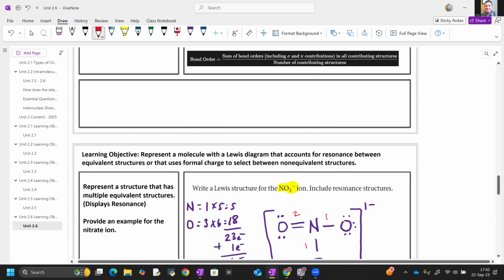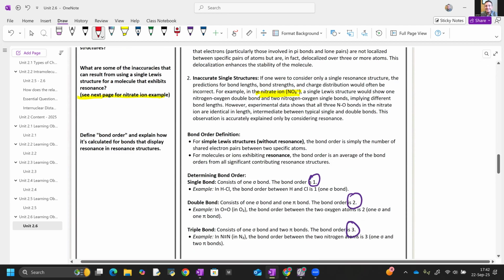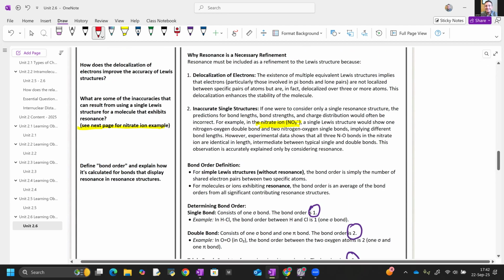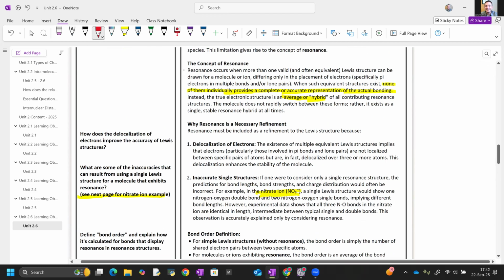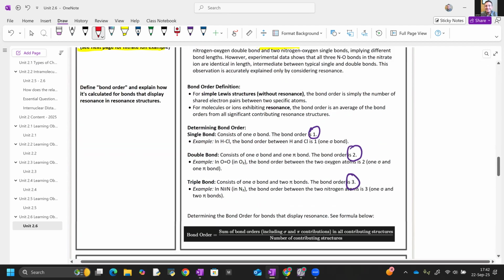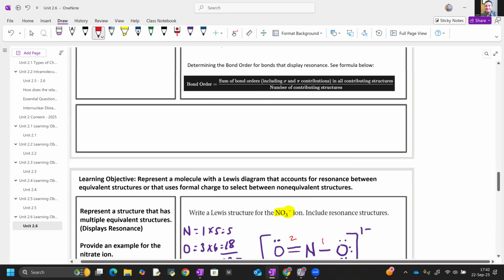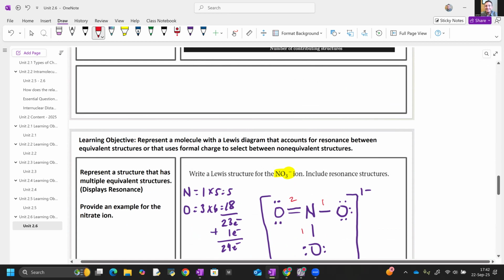However, we already discussed that. Let me go back to this part right here. Instead, the true electronic structure is an average or hybrid of all contributing resonance structures. The molecules do not rapidly switch between these forms. And so these bond orders that we show, they don't exactly exist like that. There's some type of average that occurs with that.